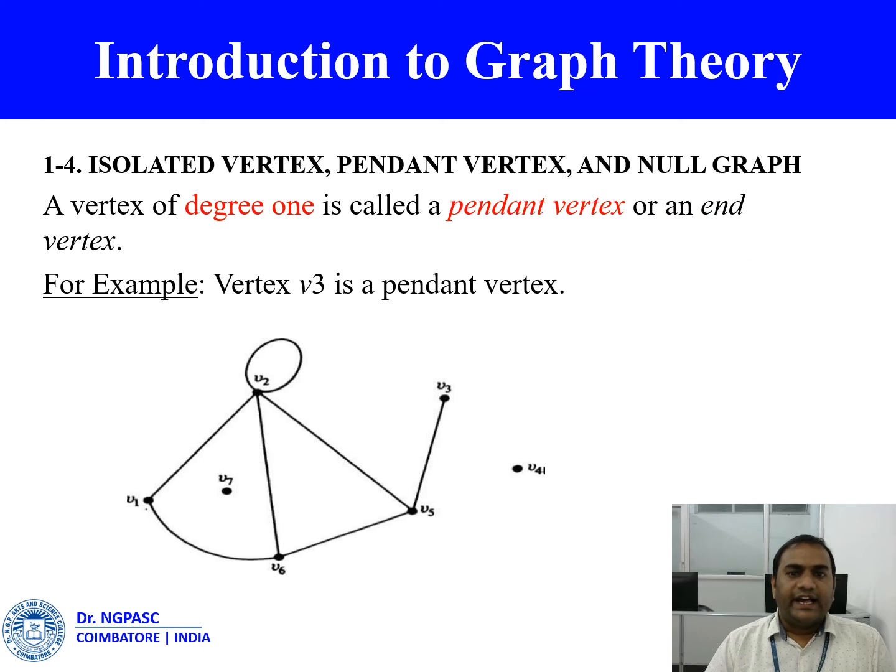Okay. Next, pendant vertex. A vertex of degree 1 is called a pendant vertex or an end vertex. For example, in this diagram, vertex V3 is connected with only one edge, to V5. So the degree of V3 is 1. This is called a pendant vertex.